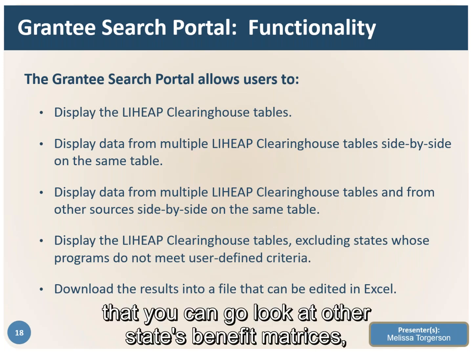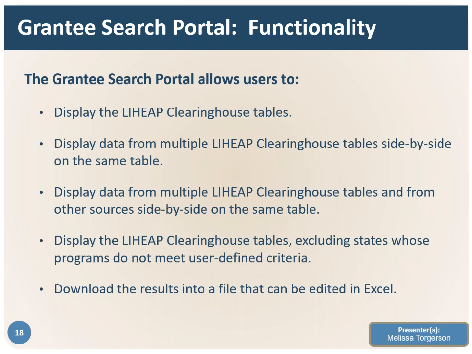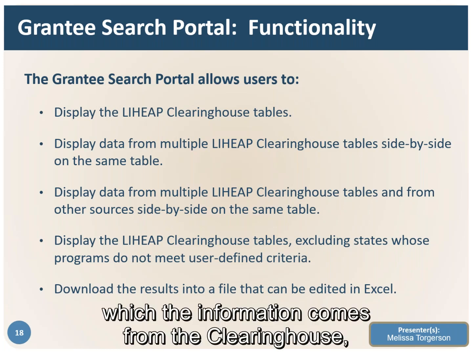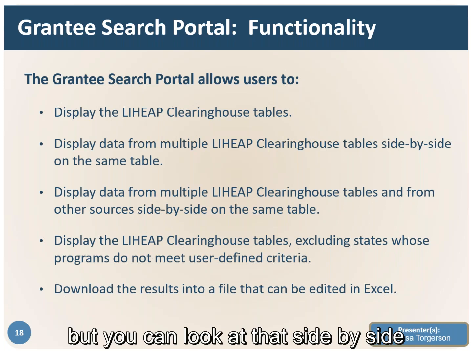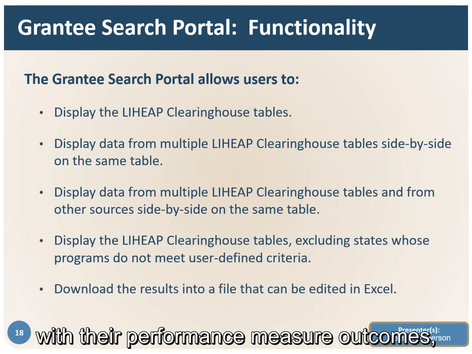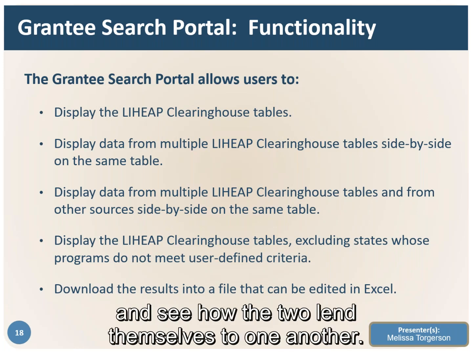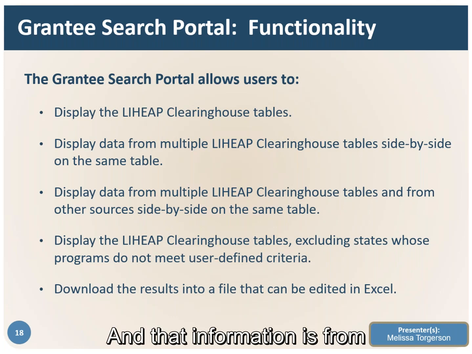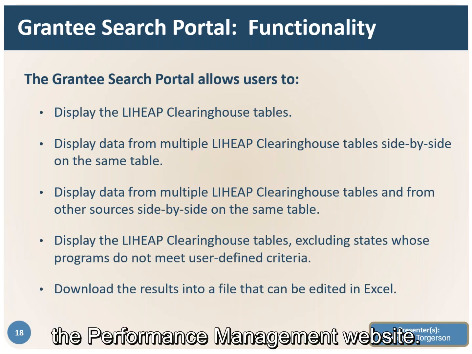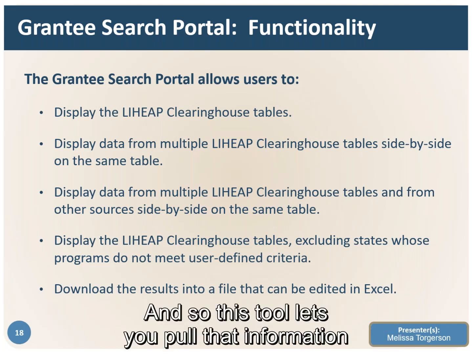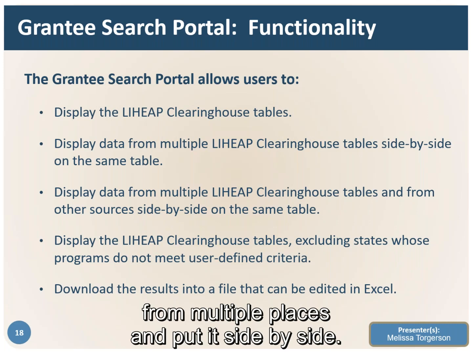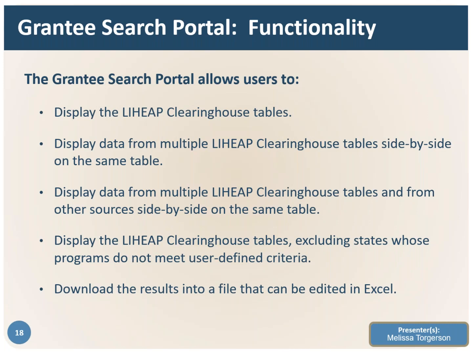that you can go look at other states' benefit matrices, which the information comes from the clearinghouse, but you can look at that side by side with their performance measure outcomes, their targeting and their burden reduction indices, and see how the two lend themselves to one another. And that information is from the performance management website. And so this tool lets you pull that information from multiple places and put it side by side.